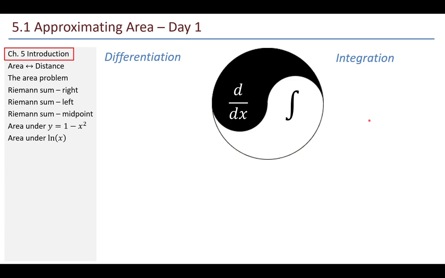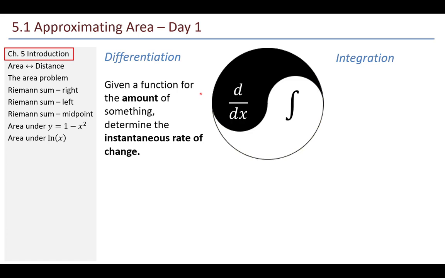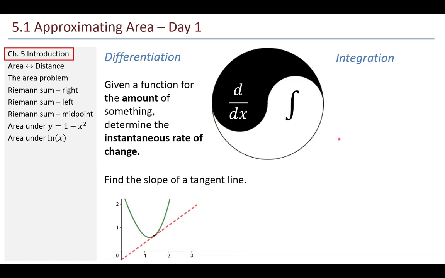Differentiation and integration are like two sides of the same coin. They're sort of opposite processes of each other, the yin and the yang of calculus. With differentiation, the problem is that given a function for the amount of something, we need to determine the instantaneous rate of change. Like the amount might be the position of an object. If I know its position at every time, then I can take a derivative and figure out its instantaneous velocity at any moment. That corresponds to a geometric problem.